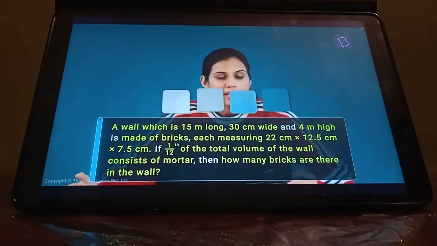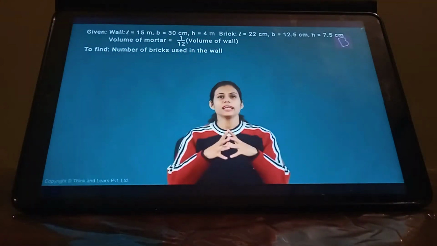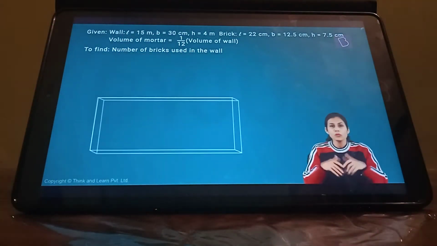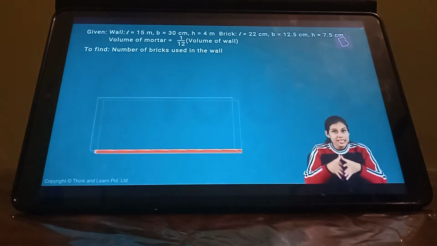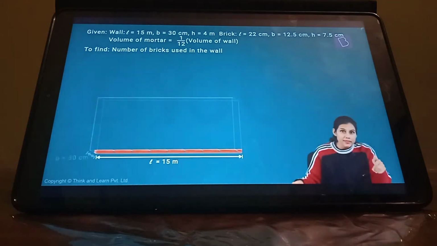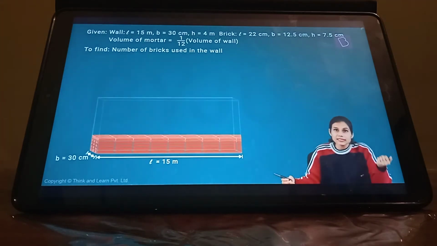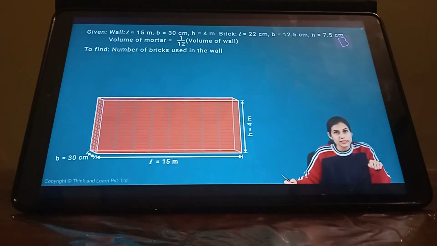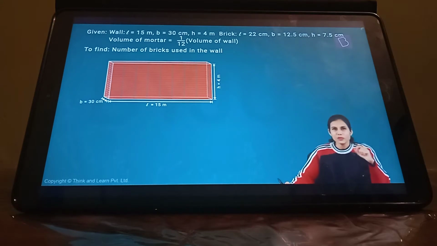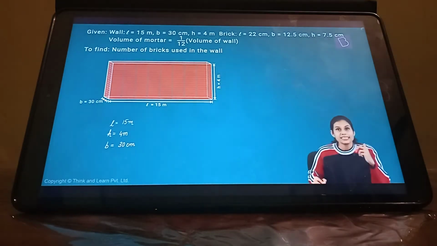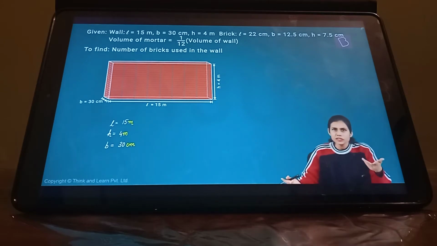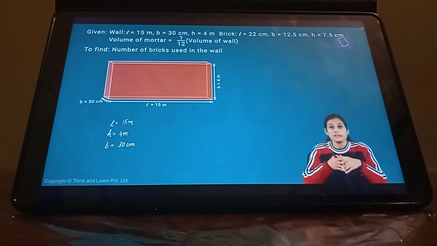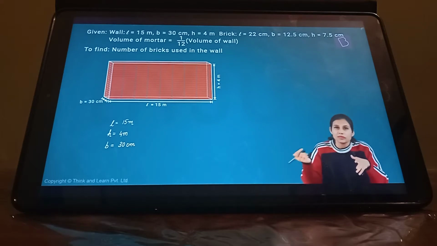Well, first of all, realize that the question talks about a wall which obviously is cuboidal and its length is given as 15 meters, breadth as 30 centimeters and height as 4 meters. So one catch in here which is very evident is the difference in the units, isn't it? Let's convert everything into centimeters because when we don't do that, we can't proceed ahead with calculations.